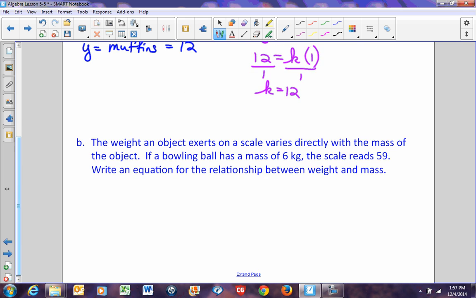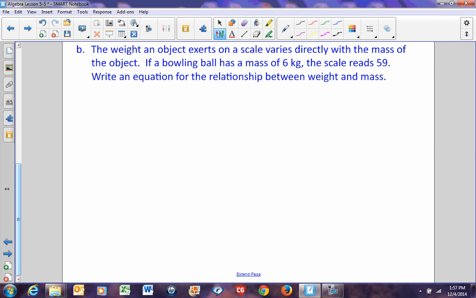Second problem here. The weight an object exerts on a scale varies directly with the mass of the object. Weight varies with mass. If a bowling ball has a mass of 6 kilograms, the scale weighs 59. Write an equation for the relationship between weight and mass.